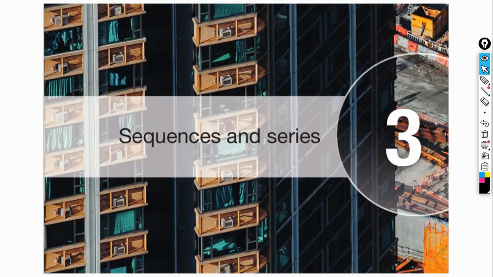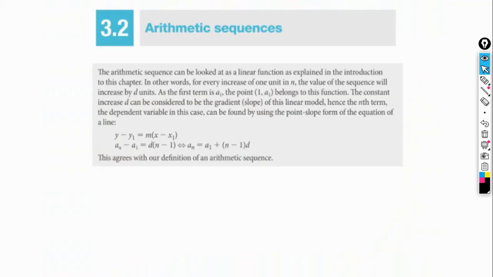Hi everybody, so in this video we're going to continue with Chapter 3, Sequences and Series, specifically with 3.2, Arithmetic Sequences. So what is an arithmetic sequence? An example of an arithmetic sequence is something like, say, 2, 5, 8, 11, 14, etc. So let's suppose it's an infinite arithmetic sequence.